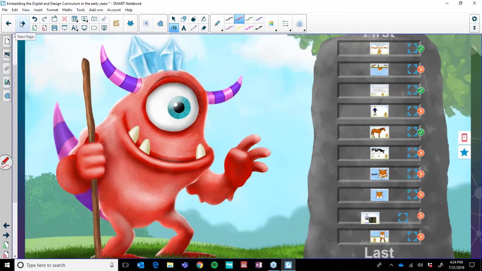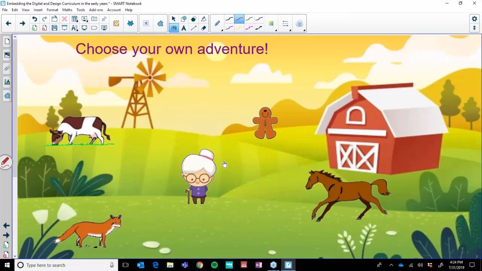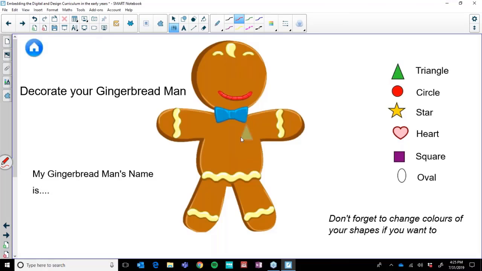If we go home and we click our gingerbread man, they actually got to decorate their gingerbread man. So they used different shapes and triangles. They could make them bigger or smaller. And we talked about their gingerbread man. And then they gave their gingerbread man a name. This was a lead up to the final activity.